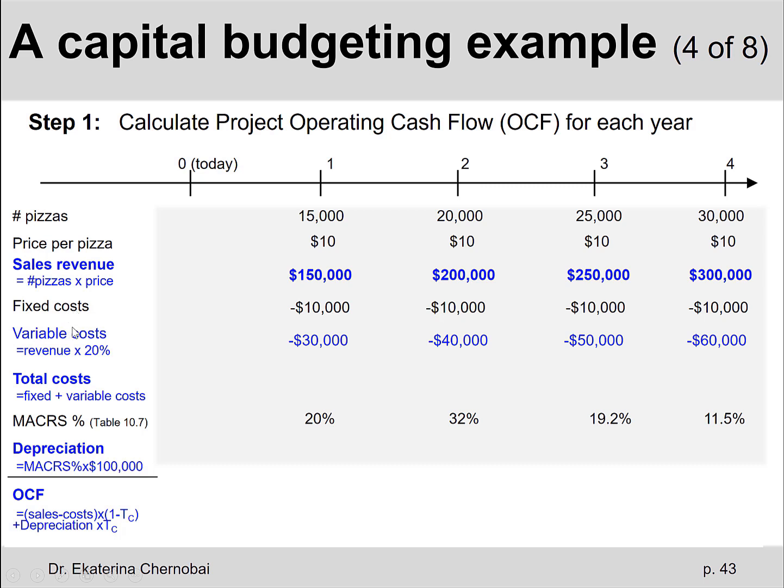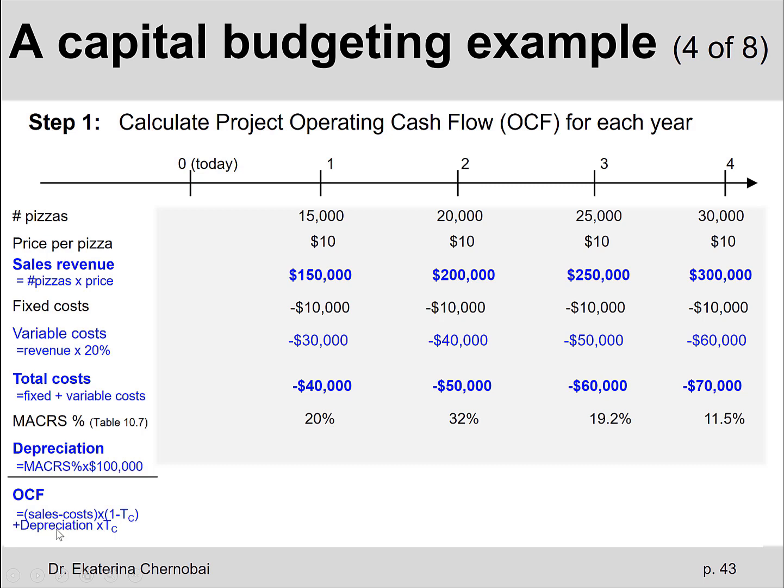Combining fixed and variable costs gives us total cost for each year. So $10,000 in fixed costs and $30,000 in variable costs gives a total of $40,000 in total production costs during the first year. In years 2, 3, and 4, the total costs are $50,000, $60,000, and $70,000. Okay, so you can put a check mark next to costs in the OCF formula. So we have the sales revenue, we have the costs, the tax rate is given.